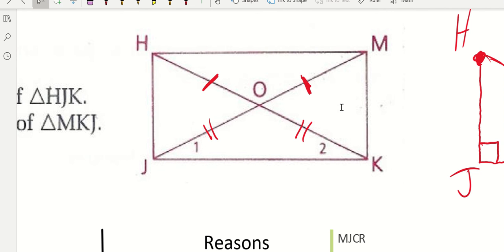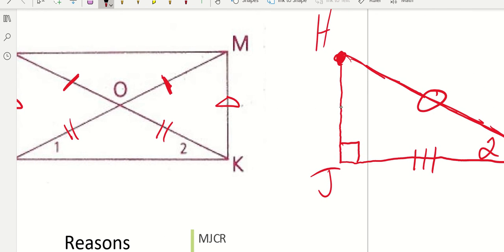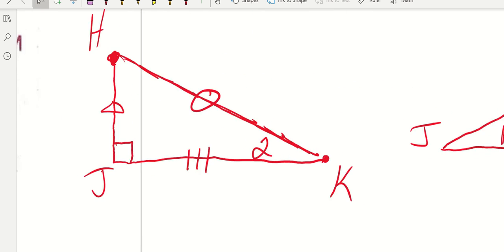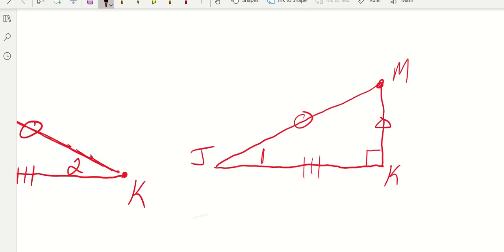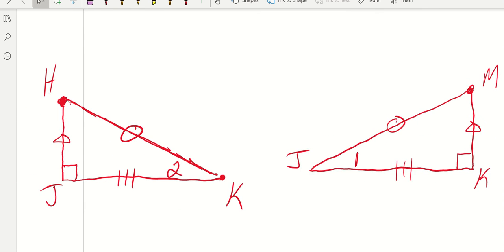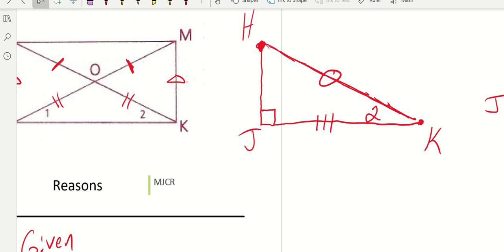Now notice HJ must then be congruent to MK because of CPCTC, which means HJ must be congruent to MK over here as well. Now we know these two triangles are congruent. You could either use side, side, side, or you could use side, angle, side, either way. And then we can use CPCTC to show that angle 1 is congruent to angle 2.